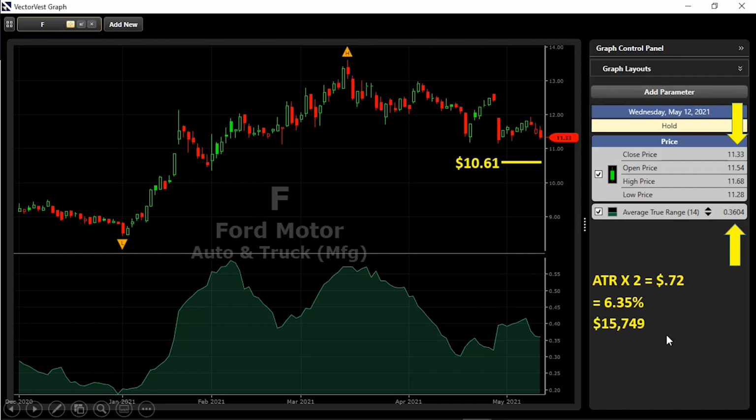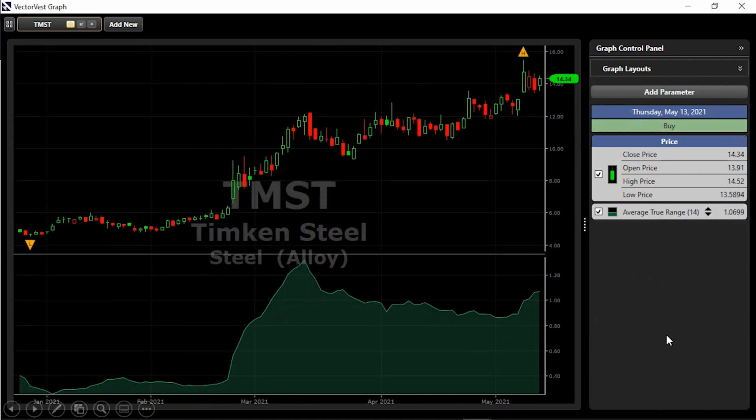Now I know we generally will say don't put any more money into one position than the other, because if that one position becomes your biggest loser, your portfolio will struggle. But if you continue to abide by the 1% rule, you can do that. You can leverage up. You can invest more money into a single position, given the current volatility of the stock, as long as your initial risk is no more than the 1% of your overall portfolio value. Everybody following me? Here's TMST, Timken Steel.